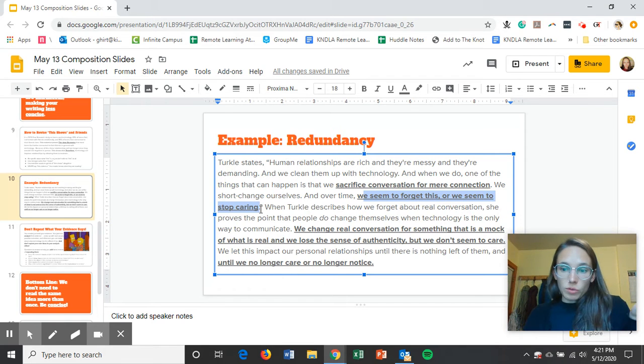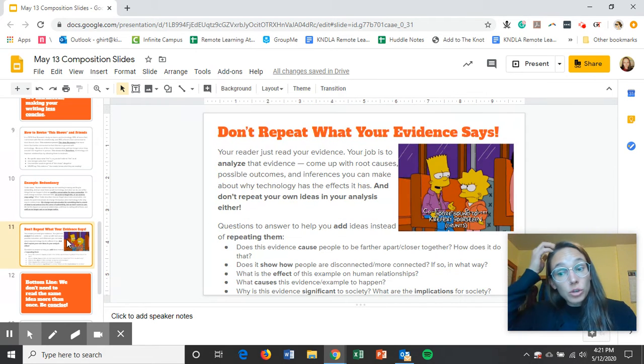We don't need to read these ideas twice, right? You're not really telling me anything new. You're not analyzing the evidence. So that is really your job in the evidence, is to analyze it, right? Your reader just read your evidence. They don't need to read it again.